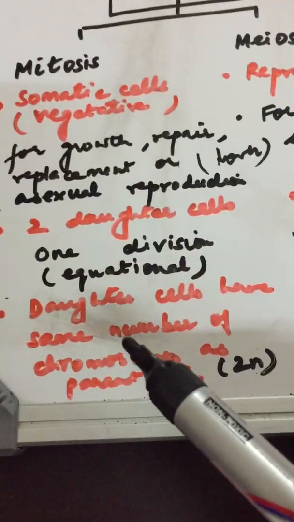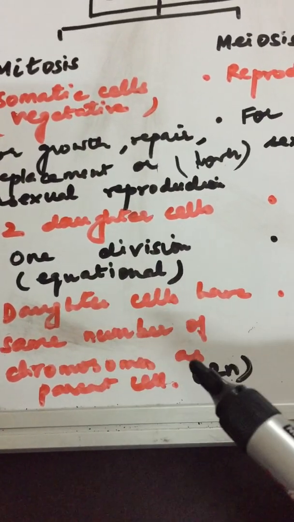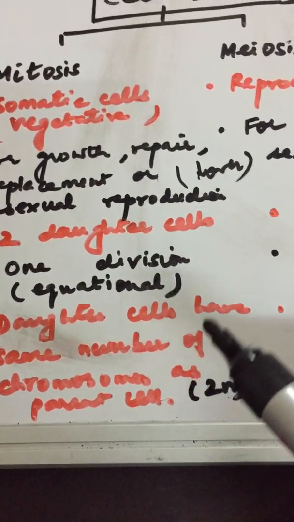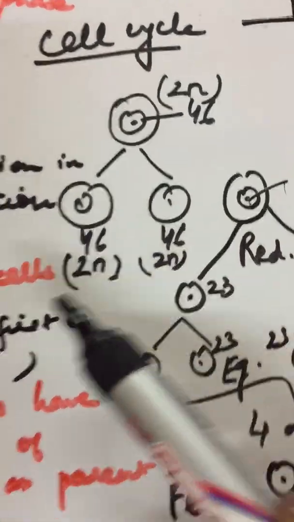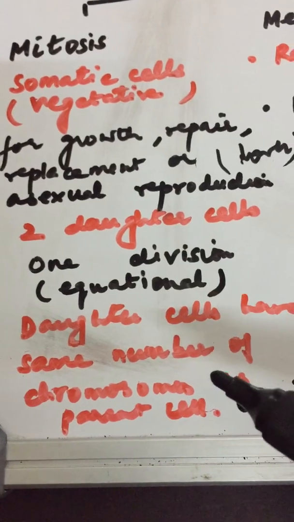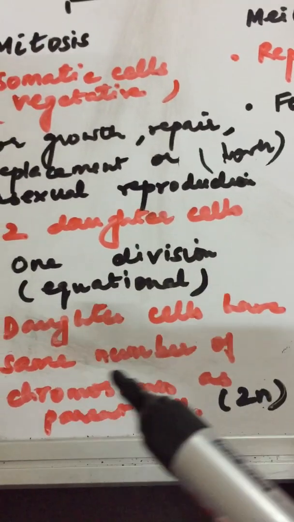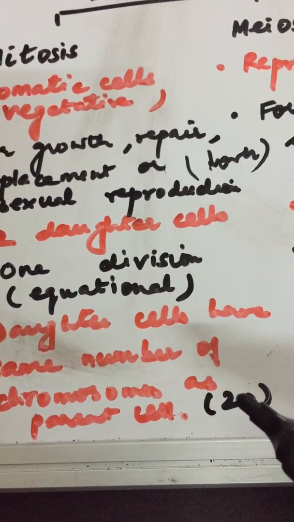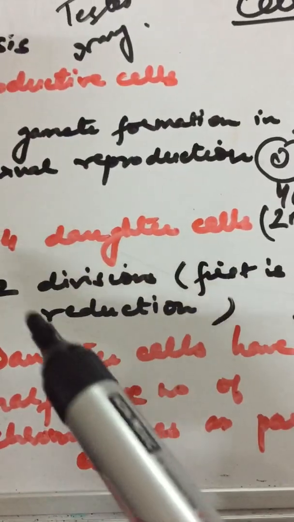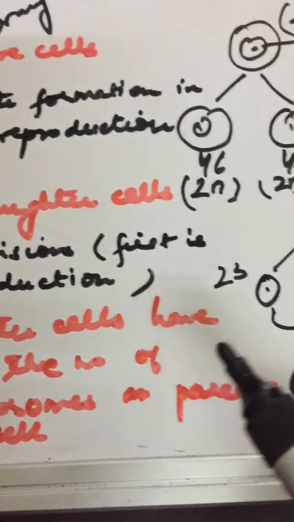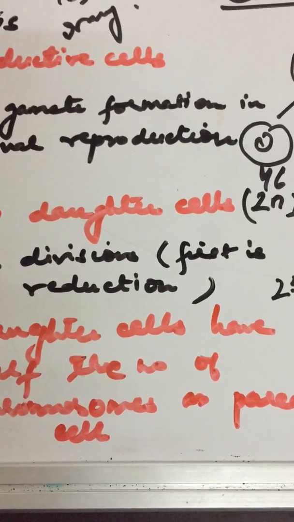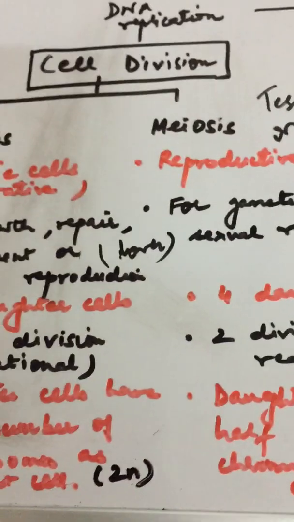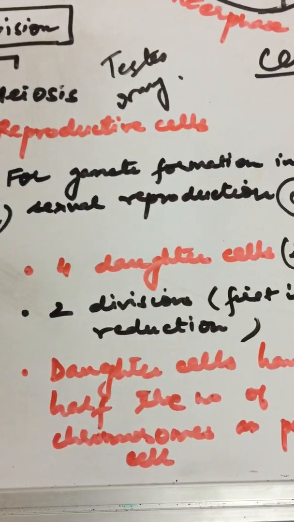Why? In mitosis, daughter cells have the same number of chromosomes as the parent cell. That is, the parent cell would be 2n and the daughter cells would also be 2n. So why is mitosis called an equational division? Because daughter cells formed have the same number of chromosomes as the parent cell. Whereas in case of meiosis, why is it called a reduction division? Because daughter cells formed have half the number of chromosomes as the parent cell. So these are the differences between mitosis and meiosis summed up.